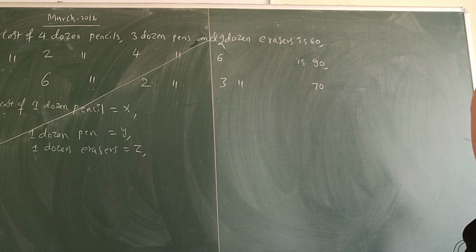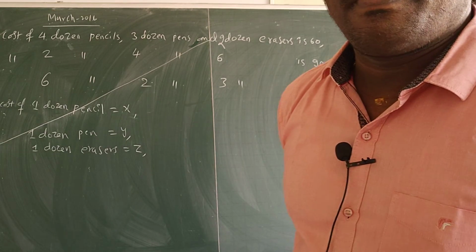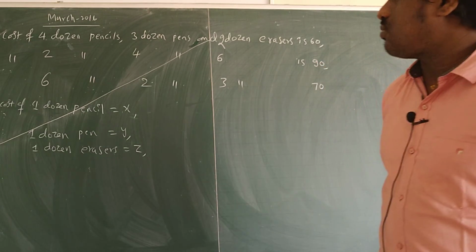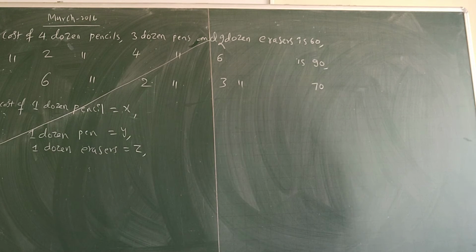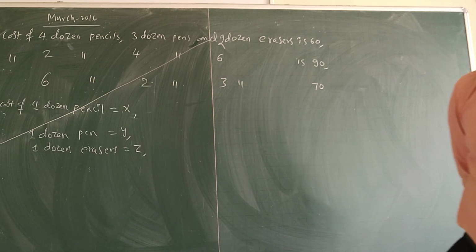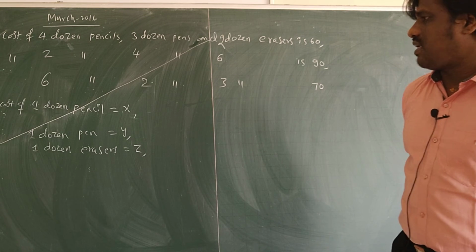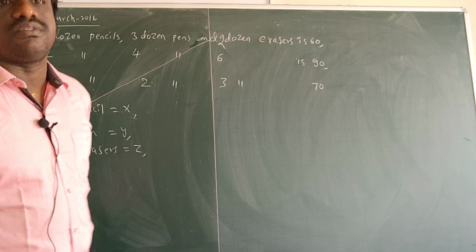Let's see, what is the question? The cost of 4 dozen pencils, 3 dozen pens and 2 dozen erasers is 60 rupees, and the cost of 2 dozen pencils, 4 dozen pens, 6 dozen erasers is 90 rupees. So the cost of 1 dozen pencils is X, 1 dozen pens is Y, 1 dozen erasers is Z. I am taking this. So first we should write the equation.